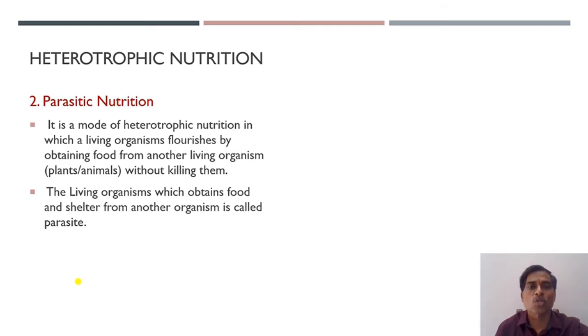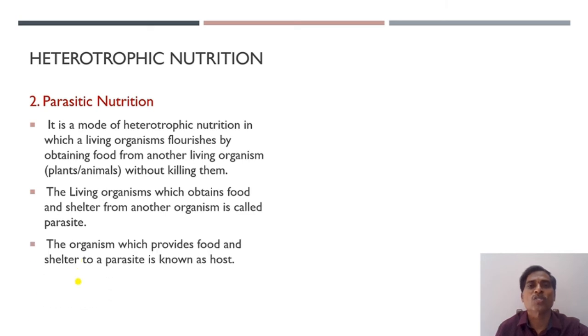So, what is a host? A host is the organism which provides shelter and food to a parasite. Examples of parasitic nutrition are Cuscuta, which is an external parasite and a plant parasite. Lice and leech are also external parasites. And Entamoeba histolytica, Taenia solium, tapeworm, Ascaris lumbricoides are internal parasites. They live in the alimentary canal.